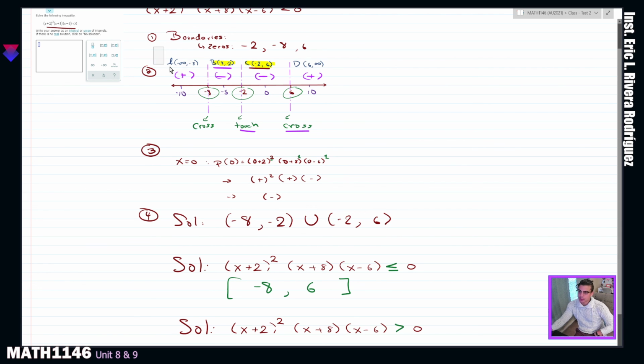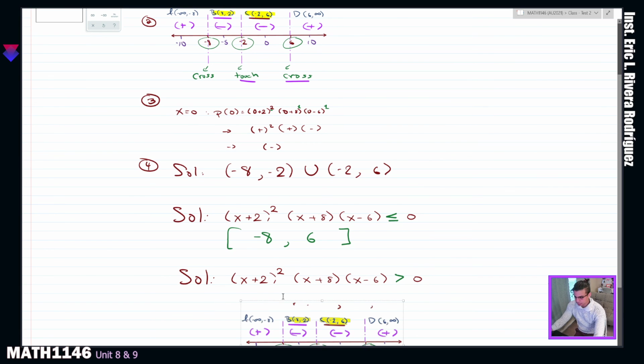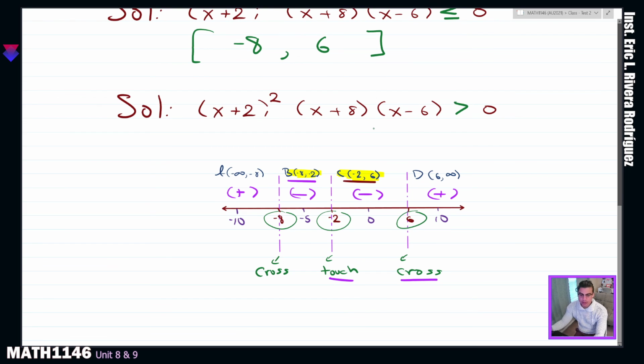Let me copy and paste this below. Okay, if the exercise is looking for the values of x that make this polynomial greater than 0, it would be from -infinity to -8, union from 6 to positive infinity, correct?